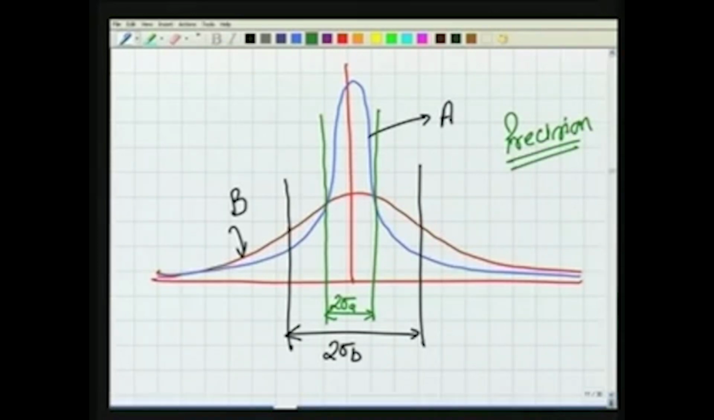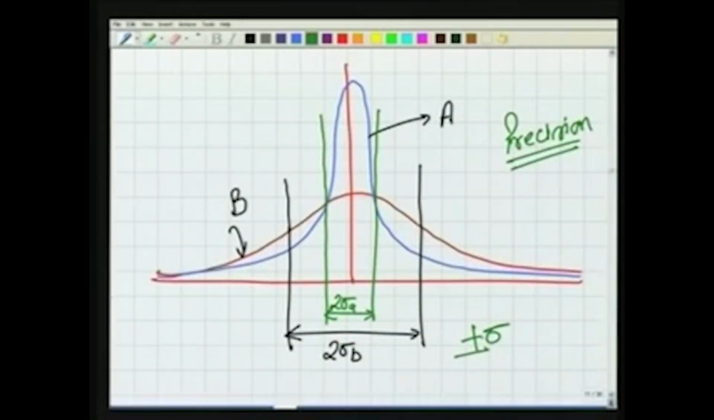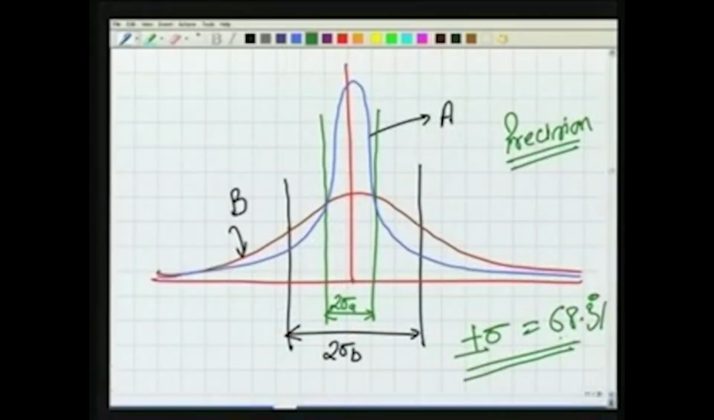Are they any kind of indicator of the precision? Just look at that. What we saw earlier, we said within plus minus sigma, there are 68.3% observations. So, now we are trying to relate these two curves with the precision. This statistics, we are talking that within plus minus sigma 68.3% points or observations will be within plus minus sigma. What is the meaning of that?